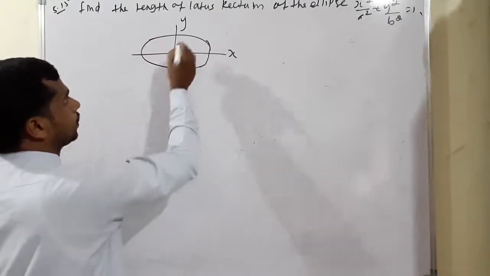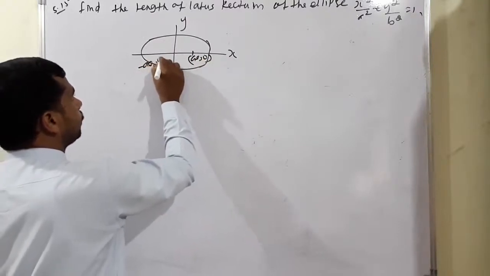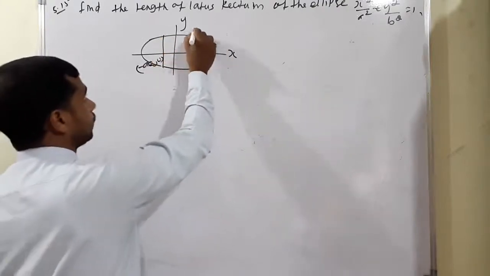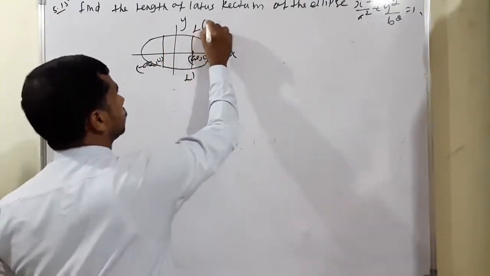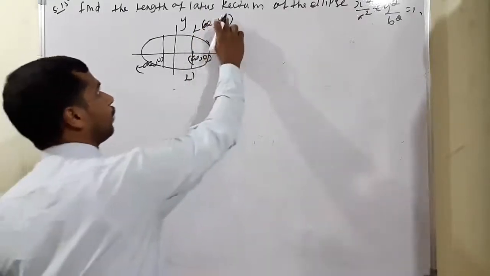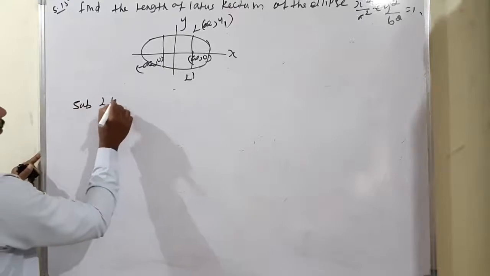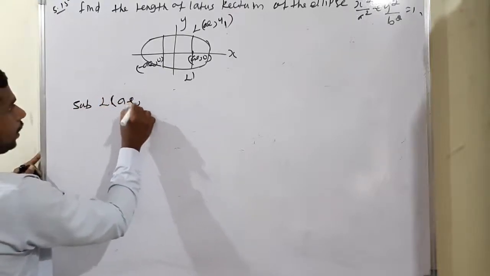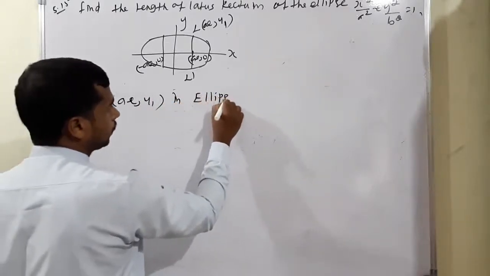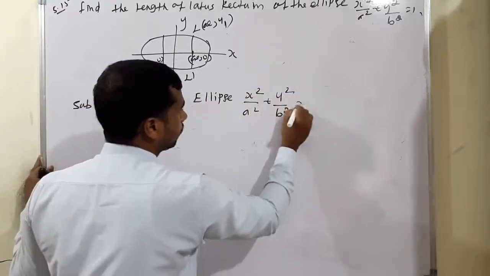So in the ellipse diagram, this is the focus point, ae comma 0, and this is negative ae comma 0. This is considered for L and L dash, which depend on the y axis, so consider ae comma y1. First we have to find out ae comma y1. So what we have to do, substitute L, that is ae comma y1, in the ellipse x square by a square plus y square by b square is equal to 1.